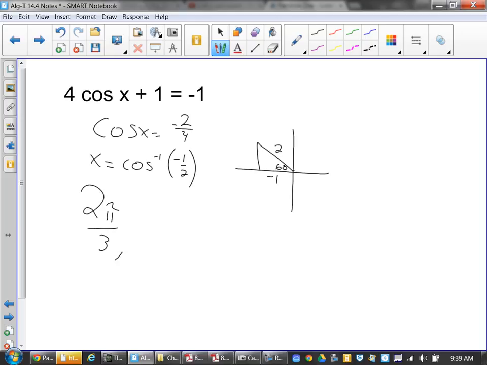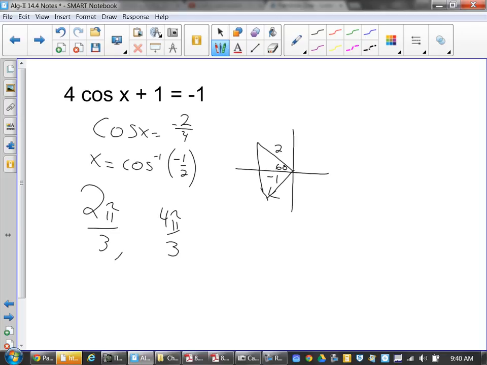Now, what other quadrant is cosine negative? Quadrant 3. Good. It's down here as well, so we have to add. We came up pi over 3, now we go down pi over 3, so you're at 4 pi over 3. Those are your two values of x that make this a true statement within one revolution.